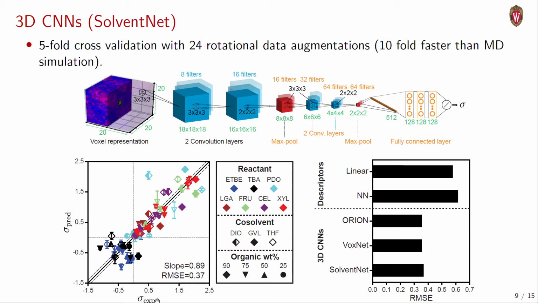Compared to the baseline human-selected multi-descriptor model, SolventNet significantly improves the prediction of kinetic solvent parameters with a best fit slope of 0.89 and a root mean square error of 0.37. This plot further indicates that root mean square errors obtained using all 3 3D CNNs are comparable and outperform the multi-descriptor models.